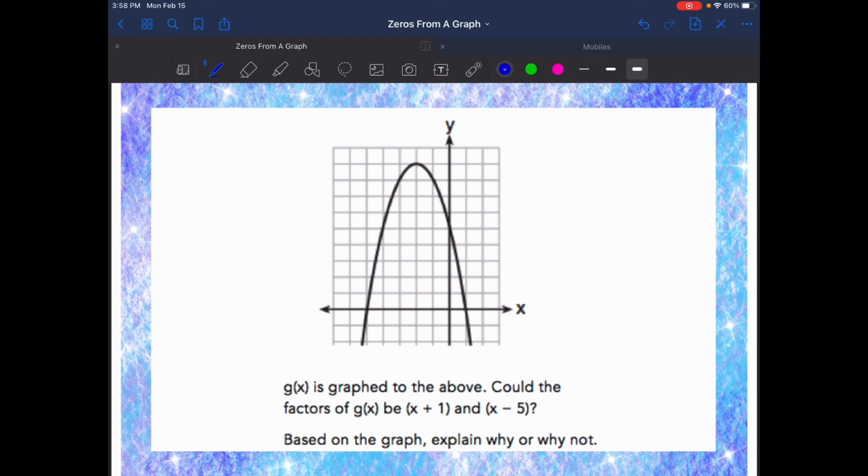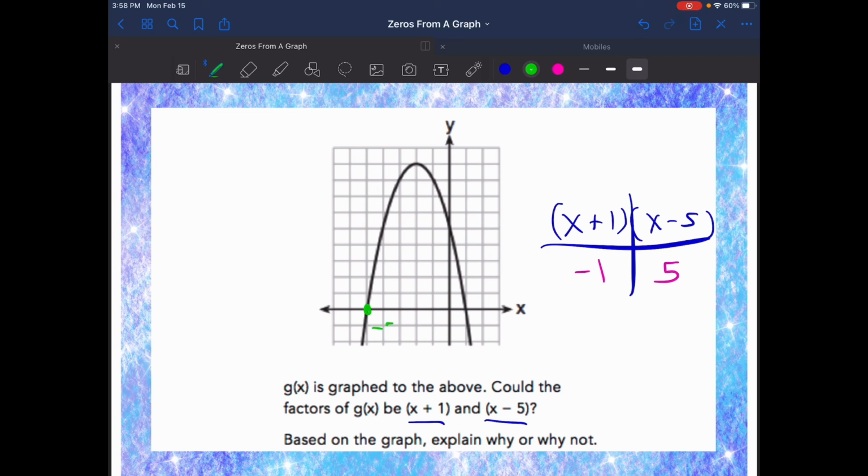Okay, let's try another one. Given these factors, could those factors be based on this graph here? Well, let's see. If you remember, we just want to switch the signs. So those are my 2 factors. My zeros would be -1 and +5. I'm going to go to my graph. My zeros are -5 and +1, so I could say no. The zeros on the graph are -5 and 1.